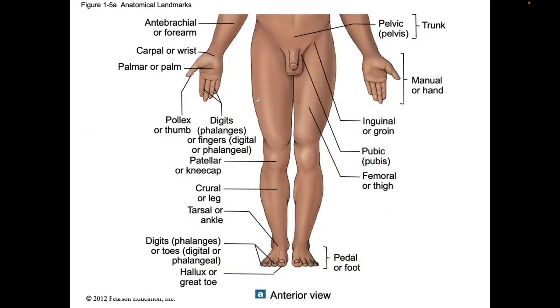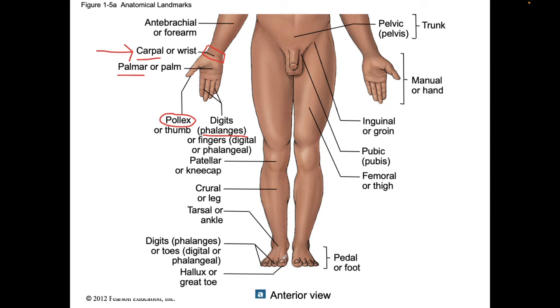Okay, let's look at the lower part. When we look at the wrist, well, you've heard of carpal tunnel syndrome. We have 8 bones of the wrist. That's called the carpal bones. The palm is referred to as palmar. The digits are called phalanges. The thumb is called pollex or pollicus.